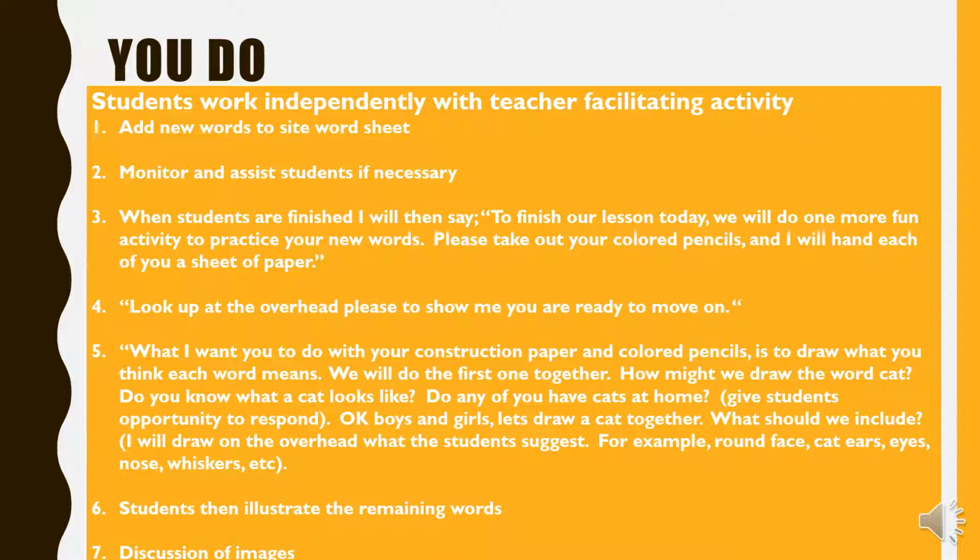Good, boys and girls. Okay, let's draw a cat together. What should we include? Yes, a cat has a round face. Ears. How many ears? Yes, 2. What do they look like? They're pointy. Eyes, a nose. What else does a cat have on their face? Whiskers, yes. Very good.